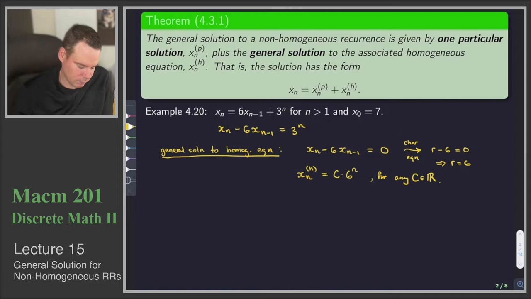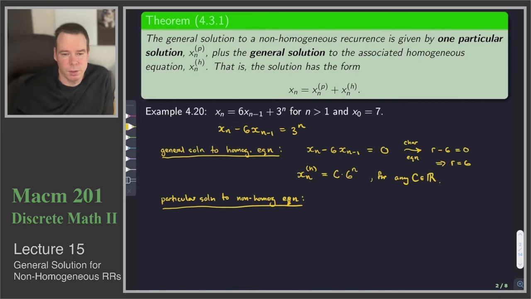So there we go, we found our general solution to the homogeneous equation. Now we want to find a particular solution to the non-homogeneous equation. So that's our next step. How do we do that? Well, here we're going to use a method known as the method of undetermined coefficients.